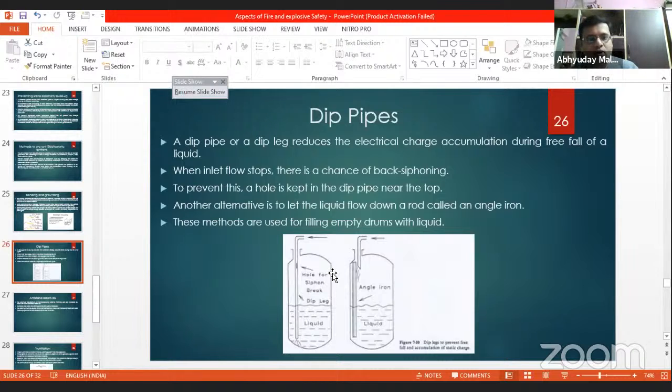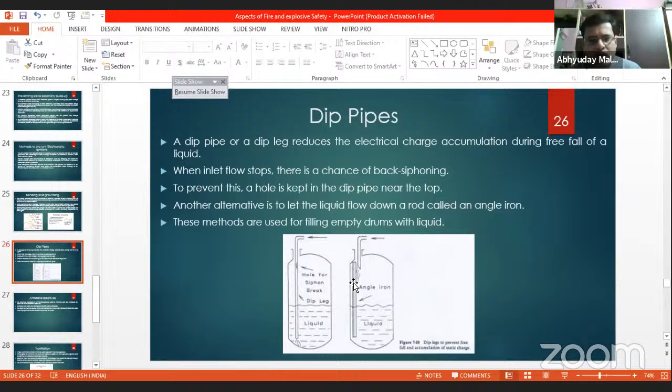Now, whenever you stop the inlet flow, there may be a chance for back siphoning of the liquid that is charged through the deep pipe. And in order to prevent this, there is always a hole kept at the top of the deep pipe for breaking the siphoning action.